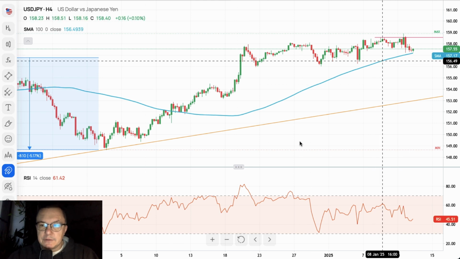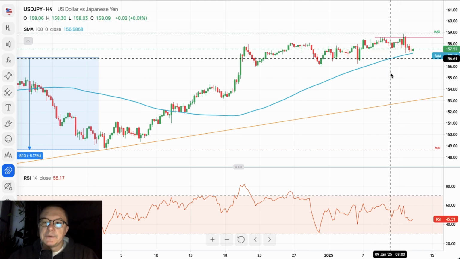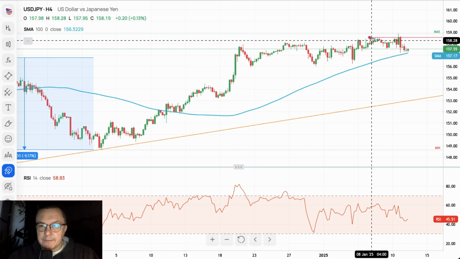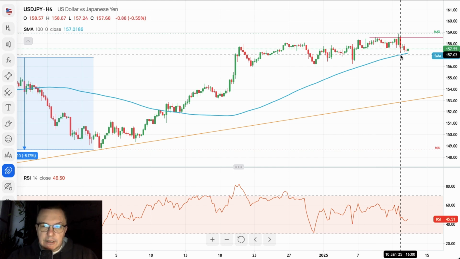On a 4-hour time frame chart, we can see a kind of bearish sandwich, a bearish engulfing pattern, just right above the swing high 158.56. Now on a 4-hour chart, we got the support from the blue line, which is of course the moving average, the 100 periods moving average.